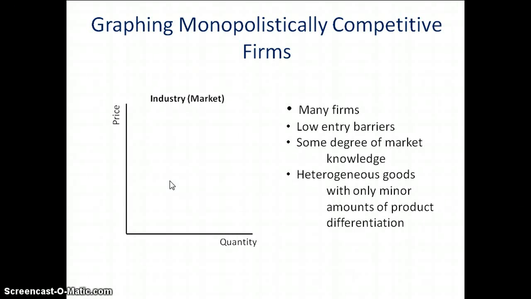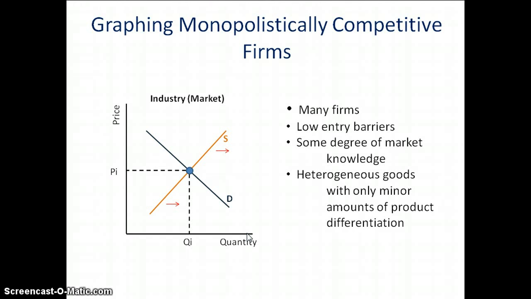So here we are with our industry now, vertical price axis and horizontal quantity axis, a downward sloping demand curve, and an upward sloping supply curve. I'm going to ascertain the equilibrium here, find then the market price at P initial and the market quantity at Q initial.